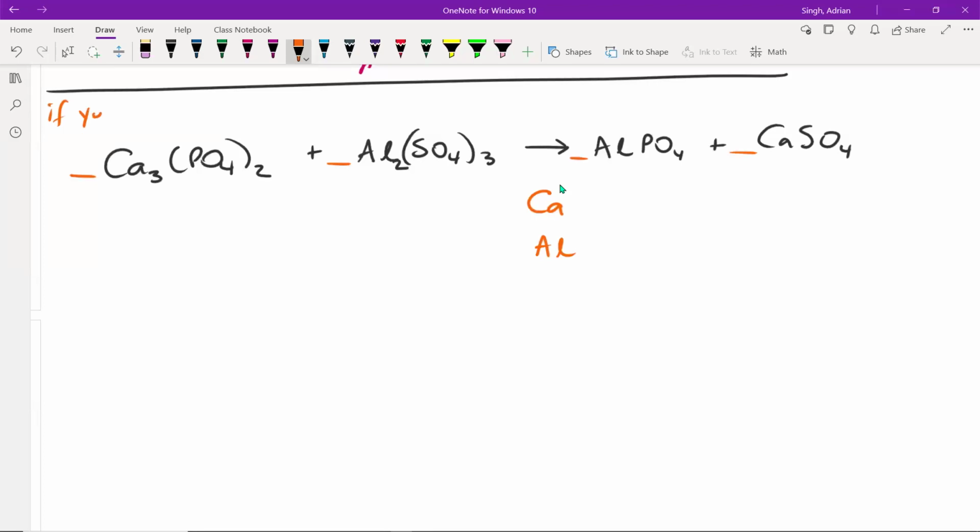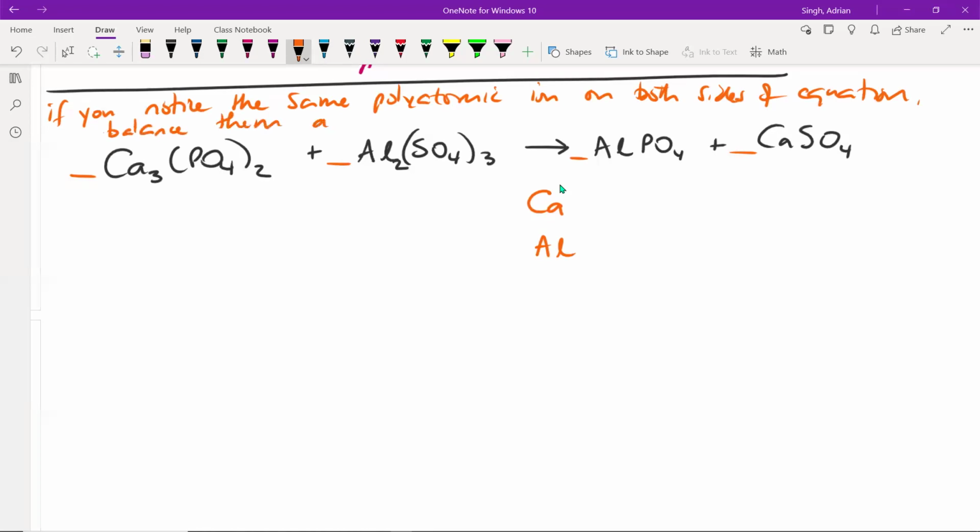If you notice the same polyatomic ion on both sides of the equation, okay, what you want to do, and again, this is a suggestion, you want to balance it, or balance them, as ions. In other words, don't separate them into individual atoms.